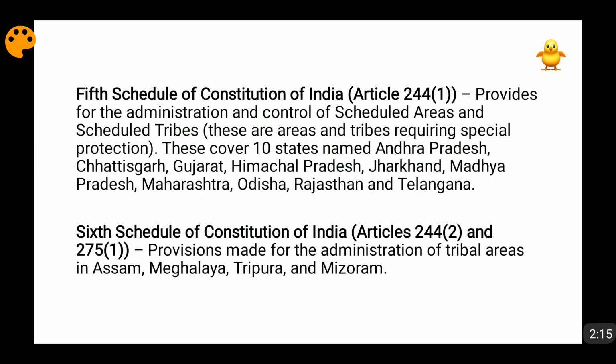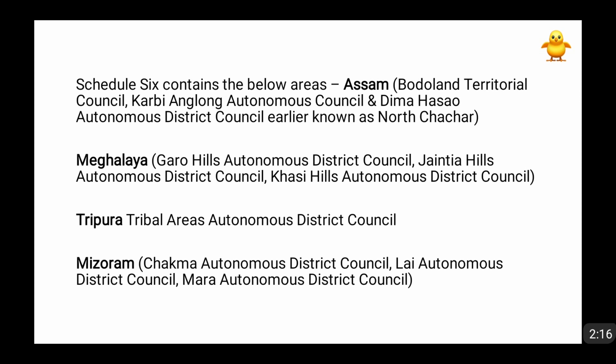Okay, moving forward, friends. Now, Schedule 6. First of all, we are going to see what exact areas come under this Schedule 6. So in Schedule 6, A, M, T, M are there: Assam, Meghalaya, Tripura, Mizoram, friends. So what is coming under Assam? Under Assam come the Bodoland Territorial Council, then Karbi Anglong Autonomous Council, then Dima Hasao Autonomous District Council.